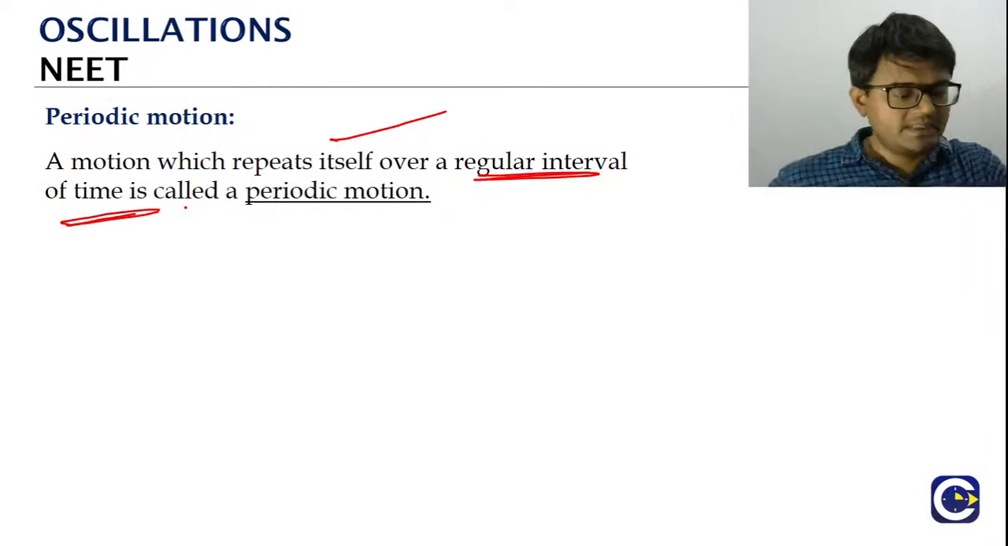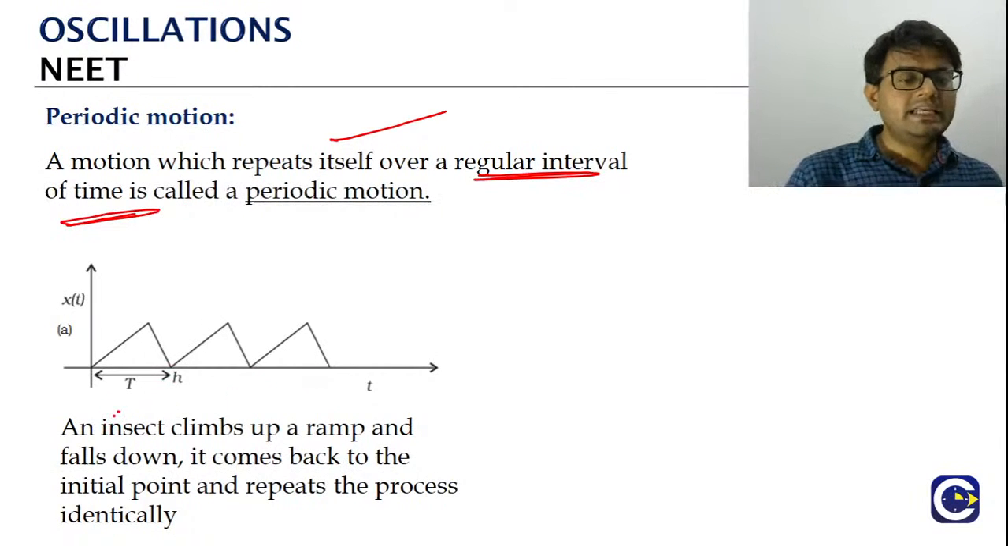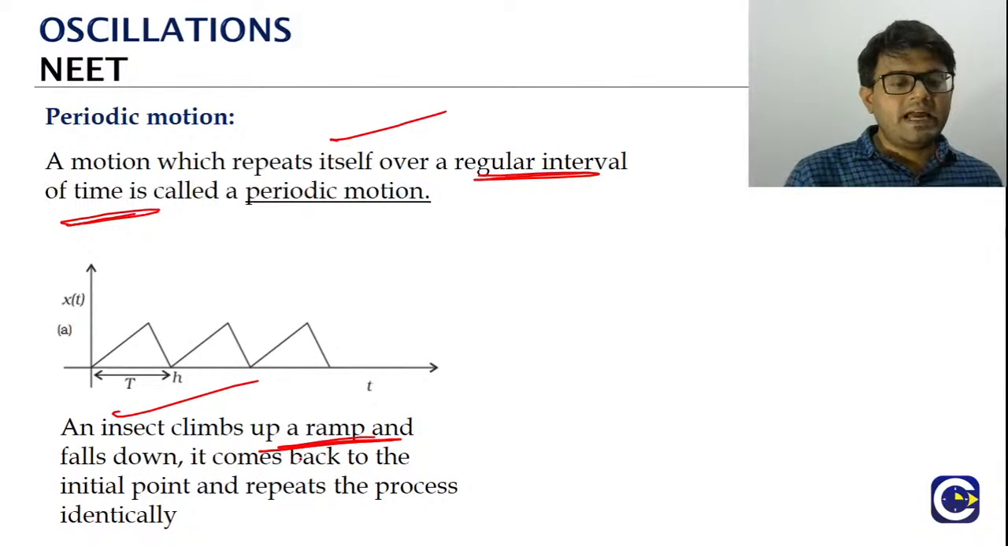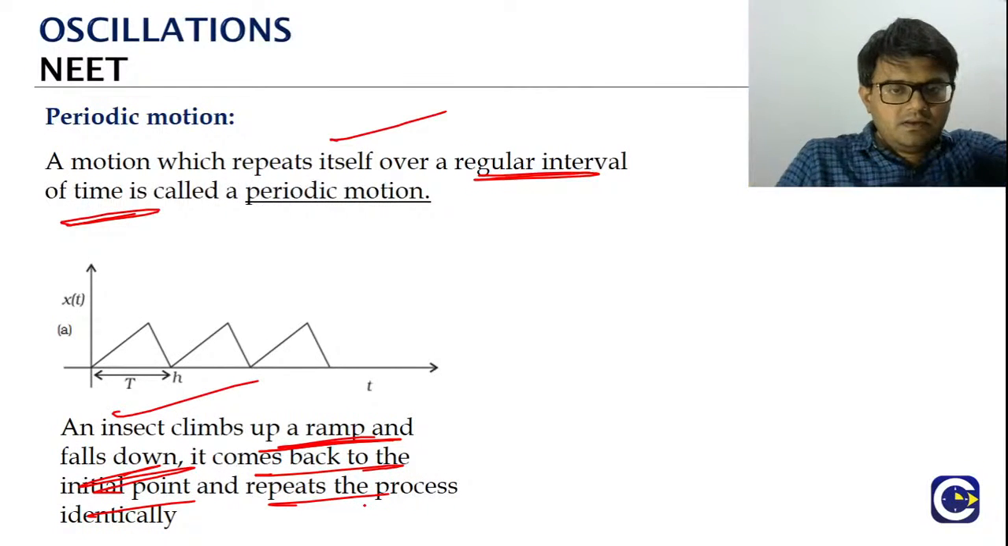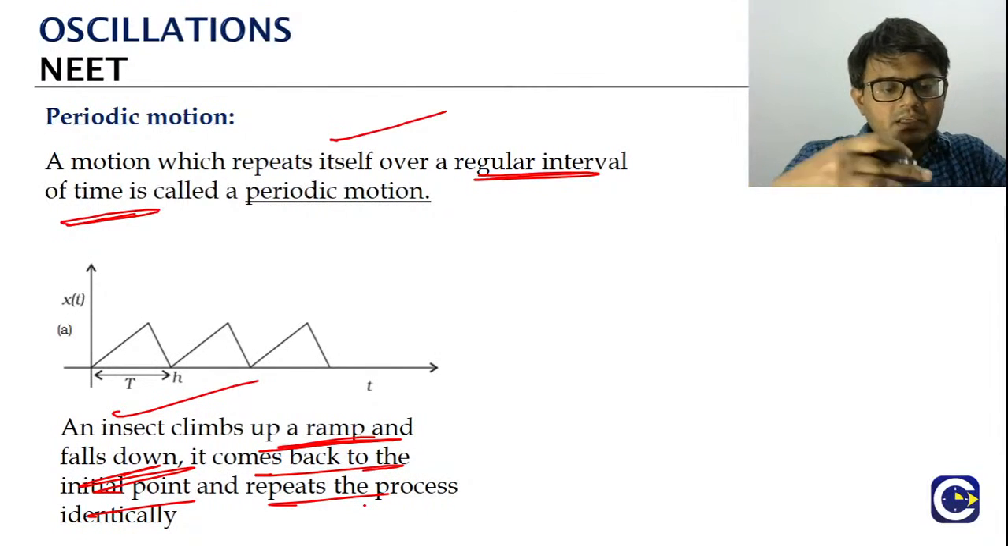அது என்ன தெரியுமா? Say for example, இங்க பாருங்க, if you are having an insect, so there is an insect வெச்சுக்கோங்க, which is climbing up a ramp and falling down. It is coming forward and then backward repeatedly in an identical manner.